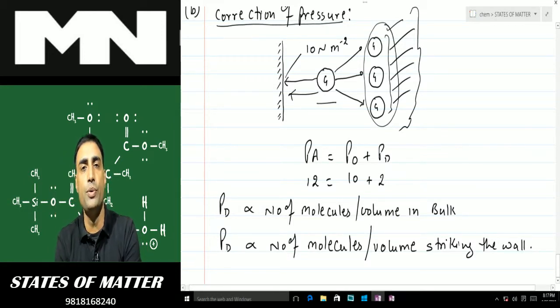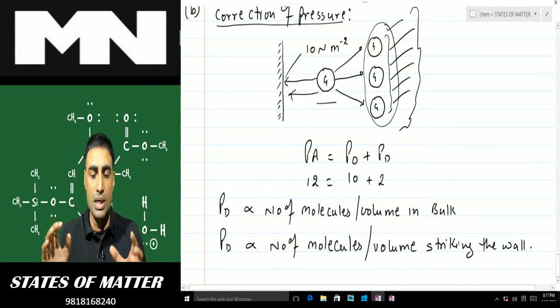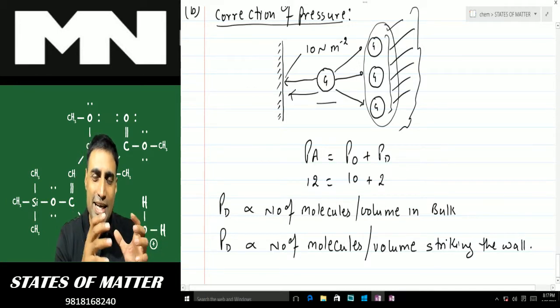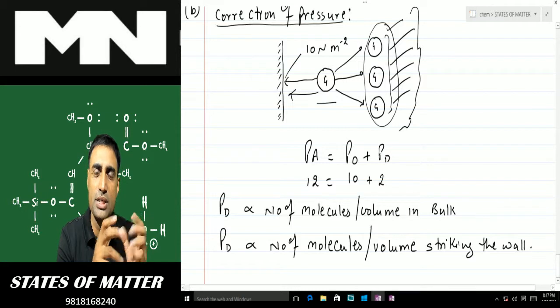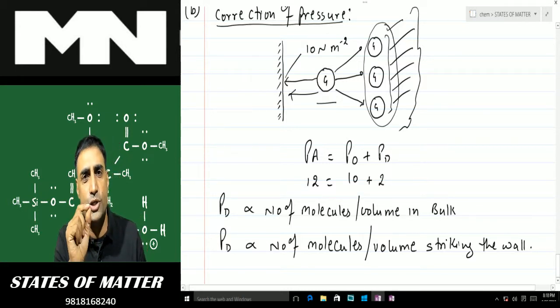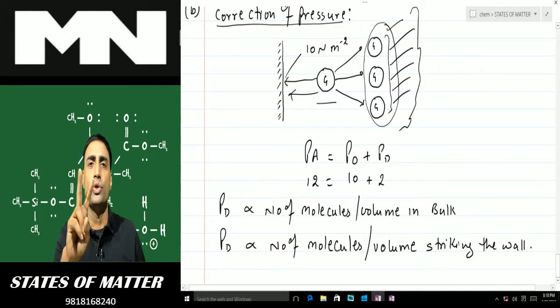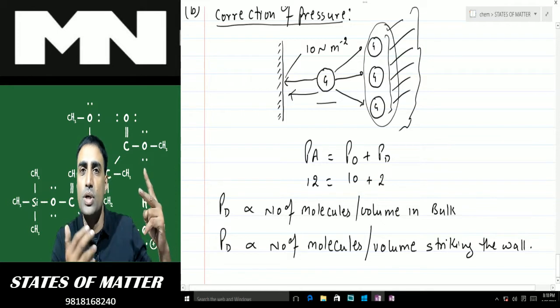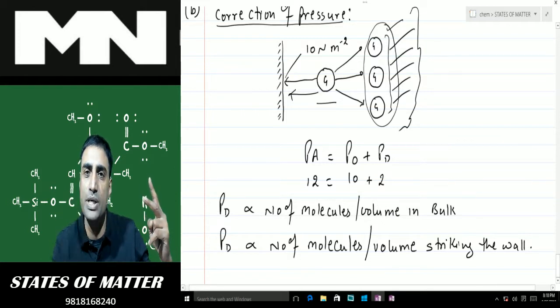Number of molecules per unit volume striking the wall. Suppose the molecules in the bulk are attracting the molecule which is striking on the wall of the container. They are attracting it and reducing its pressure, say by 2 Newton per meter square. So pressure of one molecule is reduced by 2 Newton per meter square. Had there been 2 molecules striking, the total decrease would have been 4 Newton per meter square.